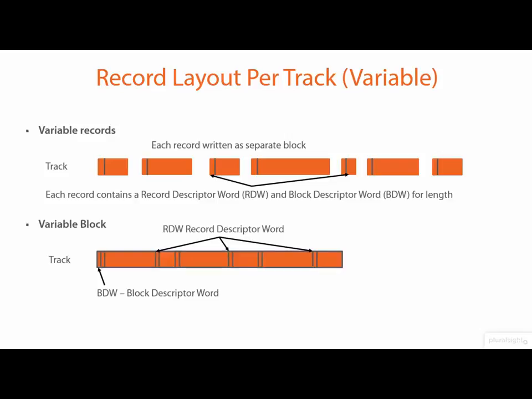Variable blocked records allow us to block these records together, but they contain the same descriptor words to provide length information. The only difference is that a variable blocked file will have more than one record in a block. The block descriptor and record descriptors are each 4 bytes in length.